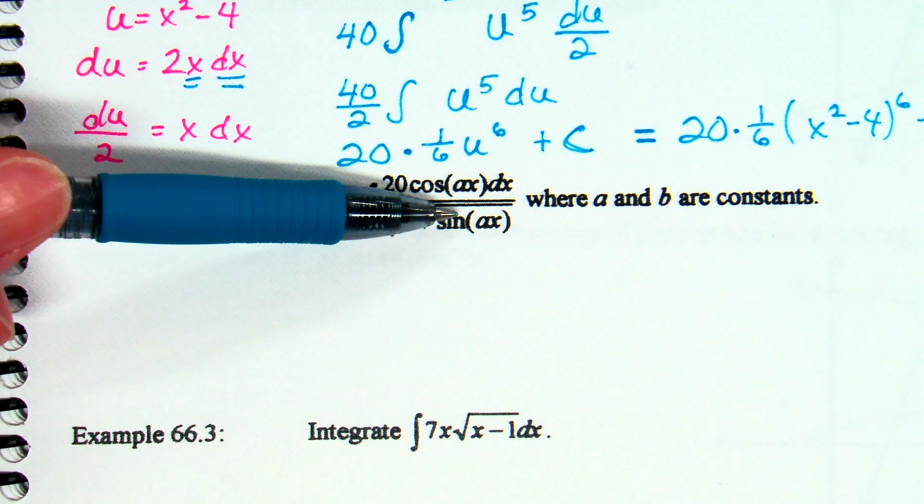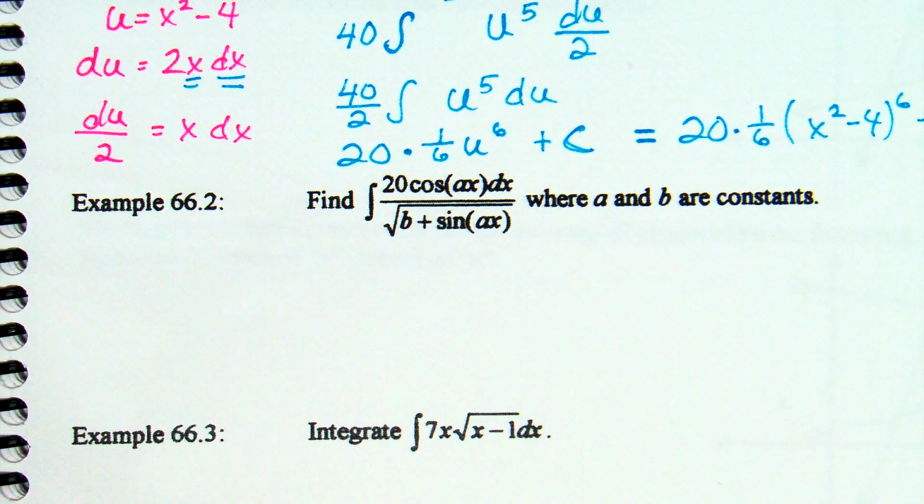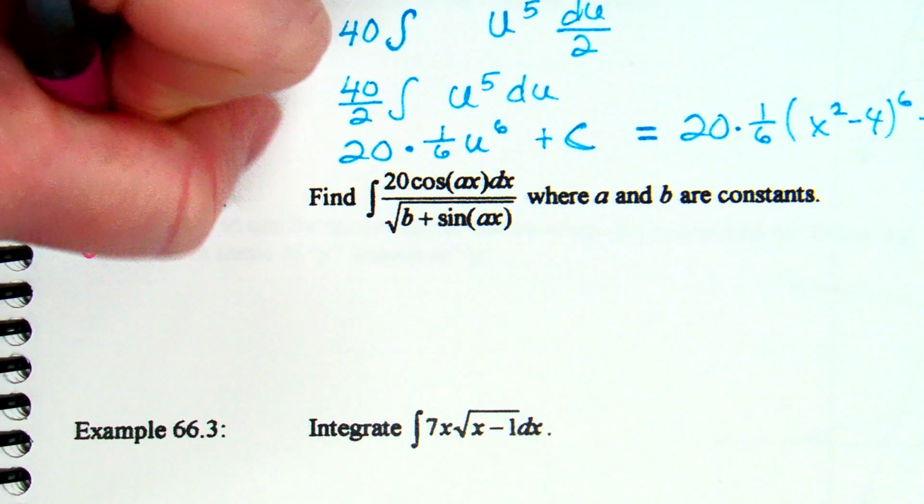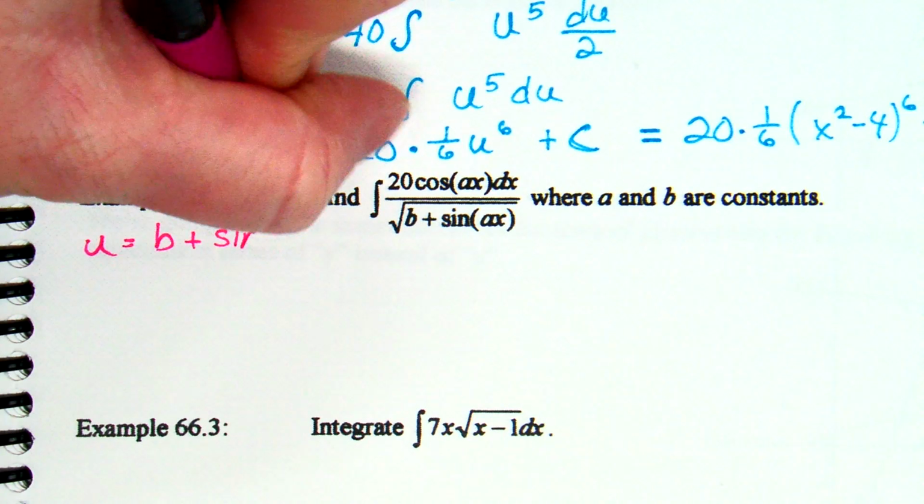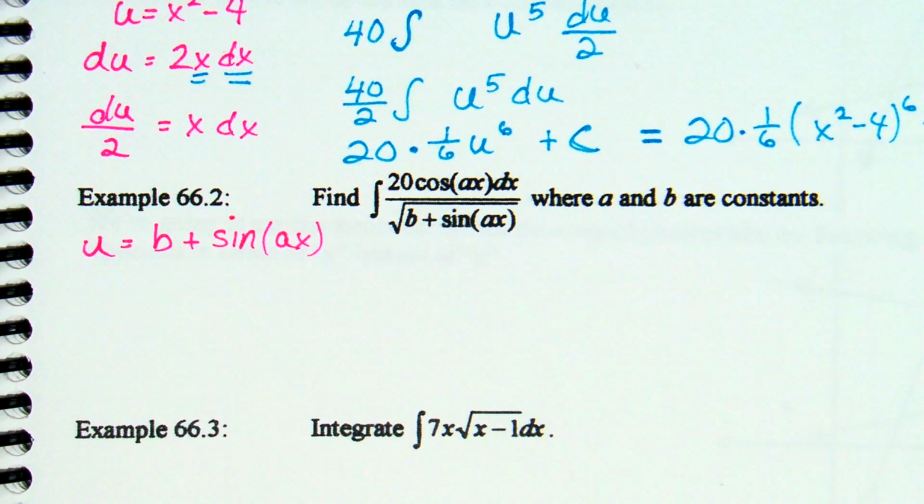Now, what that means is, what do I want my u to be? What is the inside piece there? U is going to be b plus sine of ax. And notice it did state there that a and b are constants. That means they're numbers.